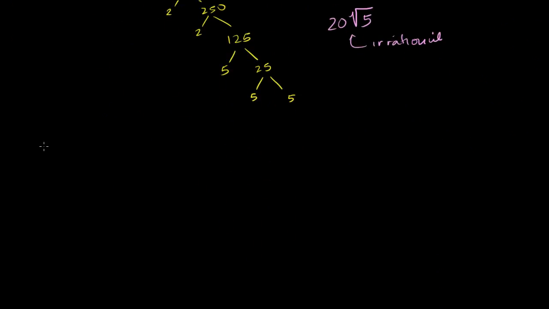F, the square root of 1/4. So f is the square root of 1/4, which we can view as the same thing as the square root of 1 over the square root of 4, which is equal to 1 over 2, which is clearly rational. It can be expressed as a fraction. So that's clearly rational.